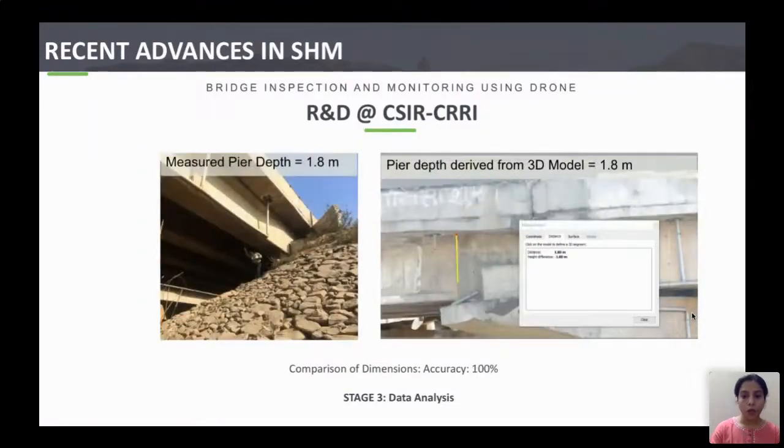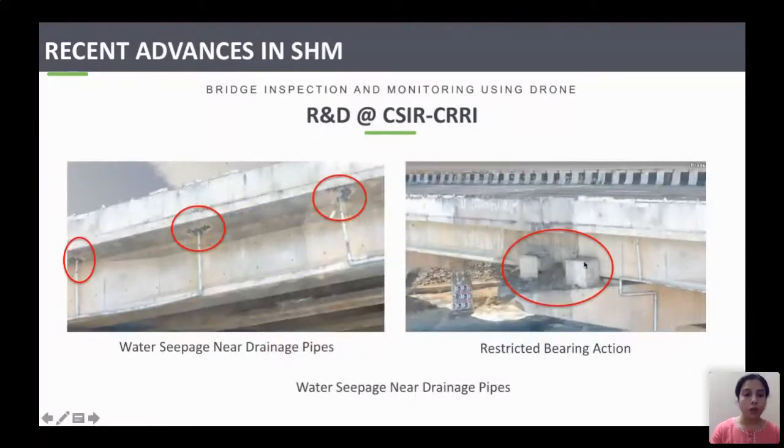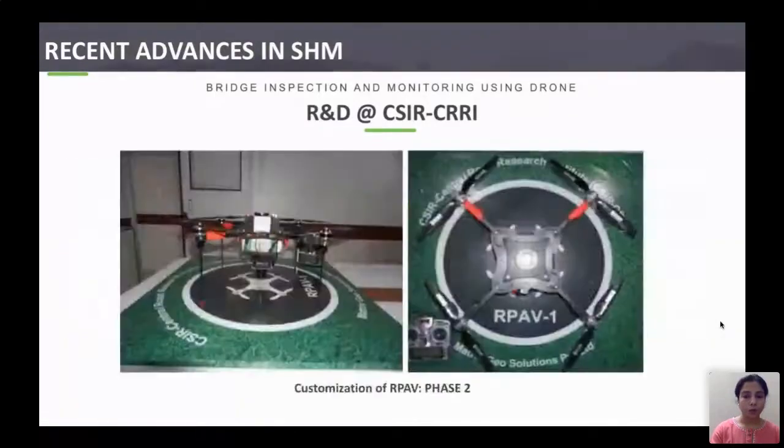So we got 97 to 100% accuracy, so this can also be used for generating the drawings of the old bridges where no drawings are available. So we can use these 3D models for that also. Also for the visual inspection, for example, here water seepage, restricted bearing action. So we can use these 3D models for the replacement of the visual inspection also.